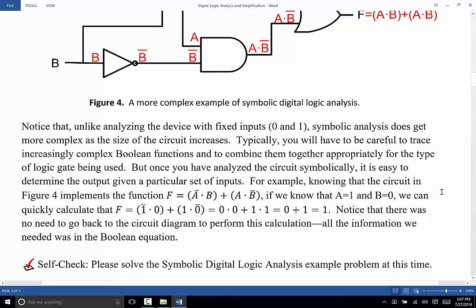So I know that if those two inputs are set to 1 and 0, the output of the circuit will be a 1, but I didn't have to go back and look at the circuit. I was able to do that just using the equation, and that is often easier than looking at the circuit. And there are many other examples of places where this symbolic analysis will be more beneficial to us than the literal analysis. So now you have enough information to solve the first two example problems, one on literal digital logic analysis and the other on symbolic digital logic analysis, and then come back and we'll look at a little bit more information.